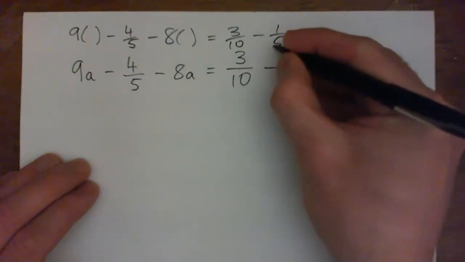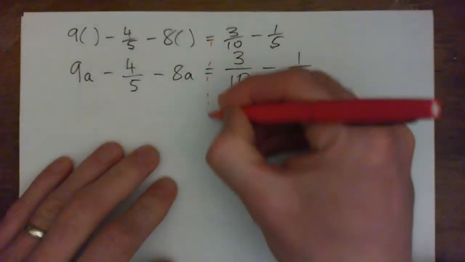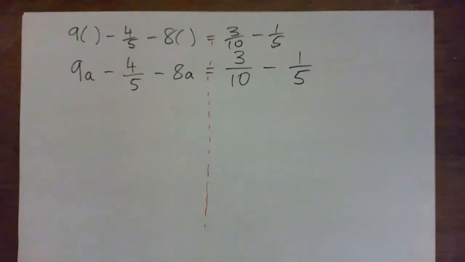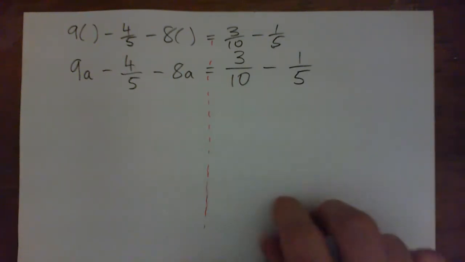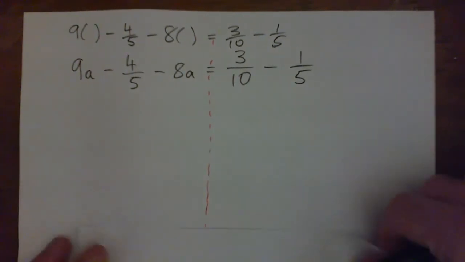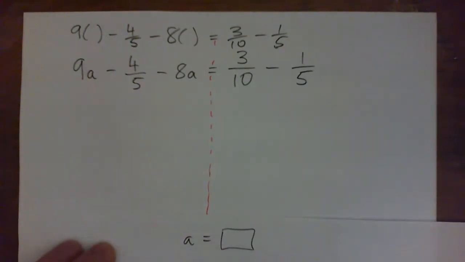When we're solving, this is an equation because it has an equal sign. When we're solving equations, we try to simplify both sides, and then we try to get a on its own. And then at the end, we'll have a equals some number, right? So that's the goal.